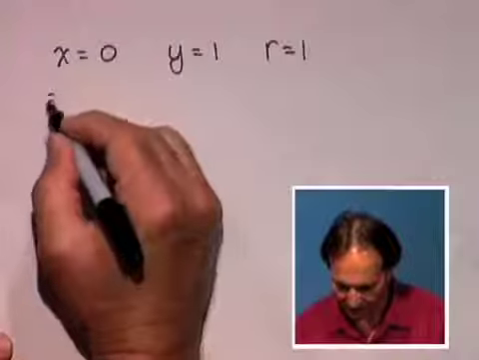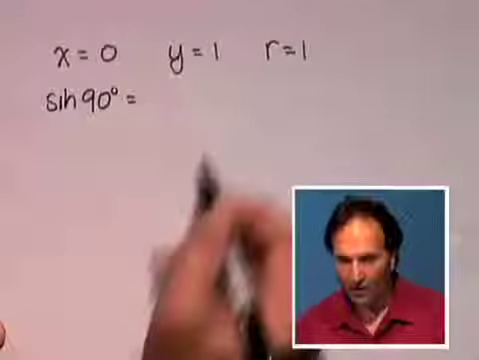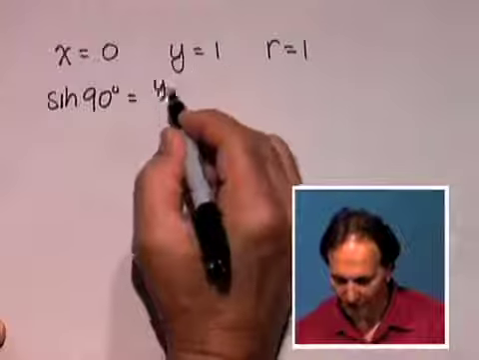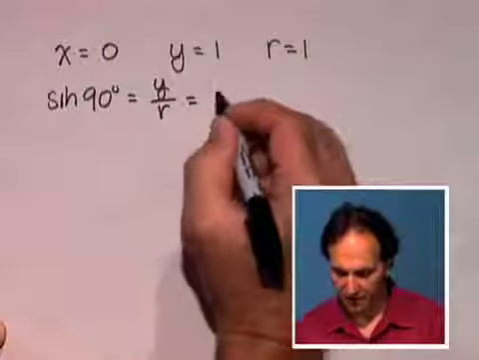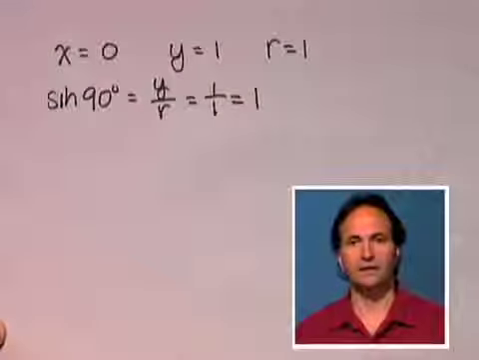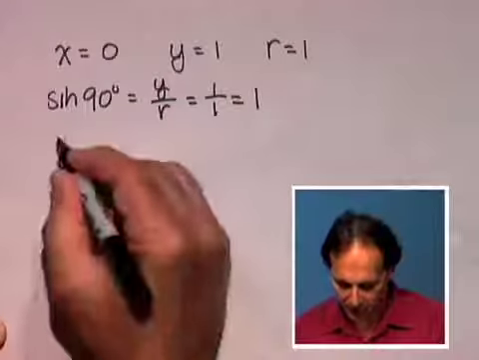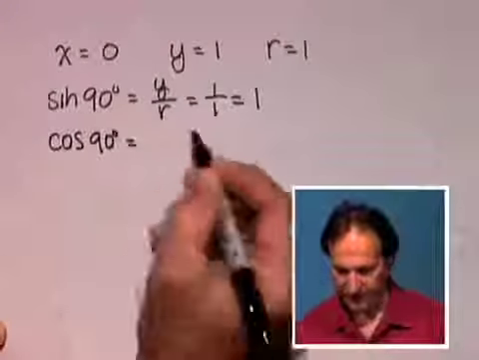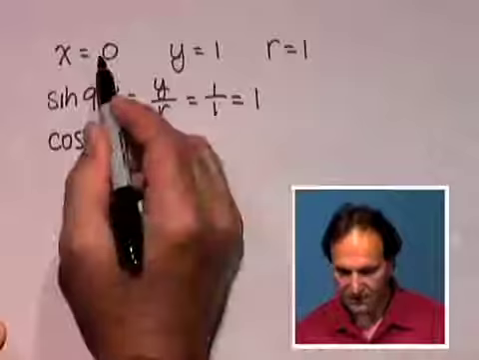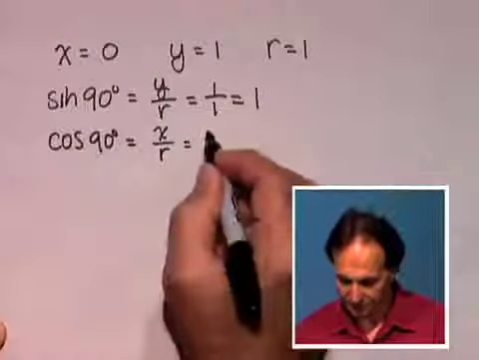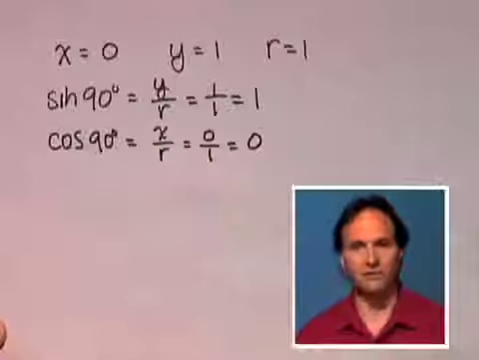And I've written those three values on a new sheet where we can find the function values of the 6 trigonometric functions, starting with sine of 90 degrees. Well, the sine is equal to y divided by r. Y is equal to 1, r is equal to 1. 1 divided by 1 is 1. For the cosine of 90 degrees, that's equal to x divided by r. X is equal to 0, r is equal to 1. 0 divided by 1 is 0.